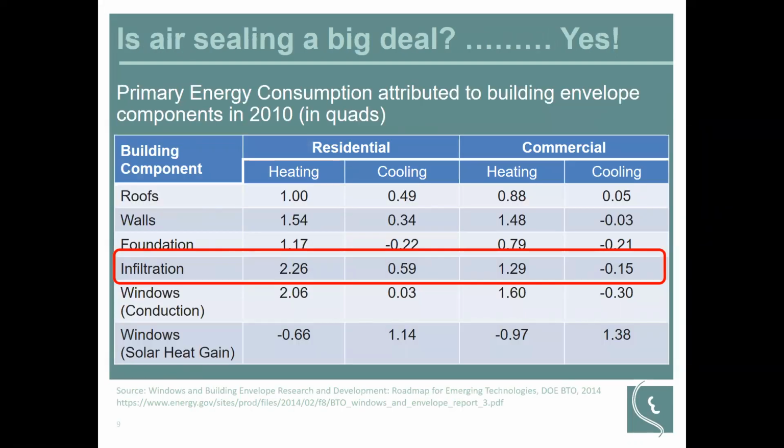So is air sealing a big deal? Yes, it is. This was from a study done in 2014 by the DOE. It shows across the nation, let's use the residential sector for right now, how much energy was expended to mitigate infiltration. It was 2.26 quads, and one quad is 10 to the 15th, I'm sorry. That's a lot of energy. So you can see that infiltration is higher than the energy lost through the foundation, walls, roofs, and windows. It was the biggest cost in the residential sector on the heating side.